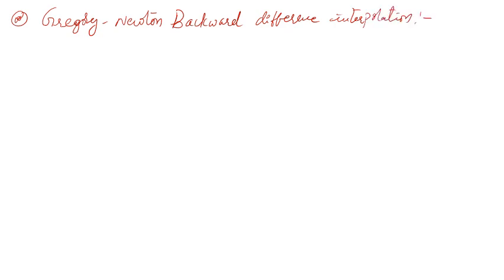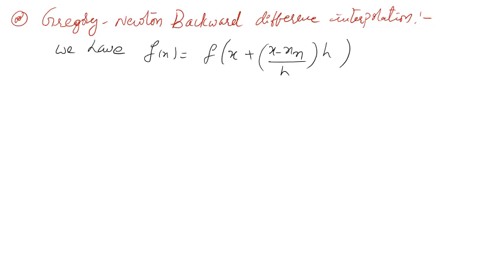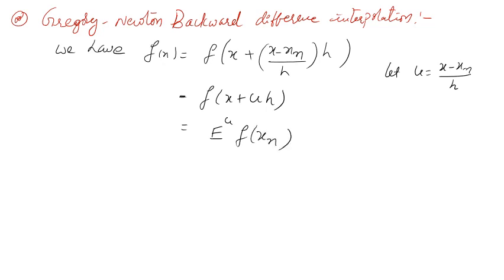Let us use the same alternate derivation. We have f of x equal to, I can write, f of x plus x minus x naught. In place of x naught, let us now use the endpoint, x minus xn by h multiplied by h. Here let u equal to x minus xn by h, not x minus x naught. Then this becomes, in terms of shift operator, e to the power of u f of xn. Now what is e to the power of u?